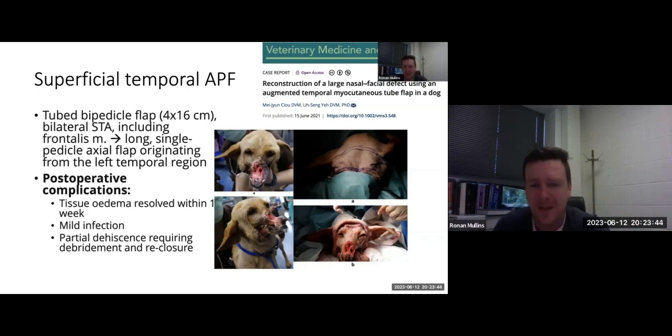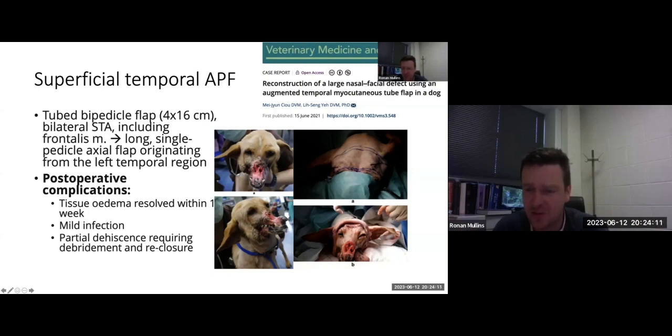I thought this is a nice example in the literature. So this is a case of a dog that experienced a very severe nasomaxillary tissue loss from an unknown trauma. And in this case, the authors created a tubed flap taking advantage of the superficial temporal axial pattern flap. So this tube flap was created.